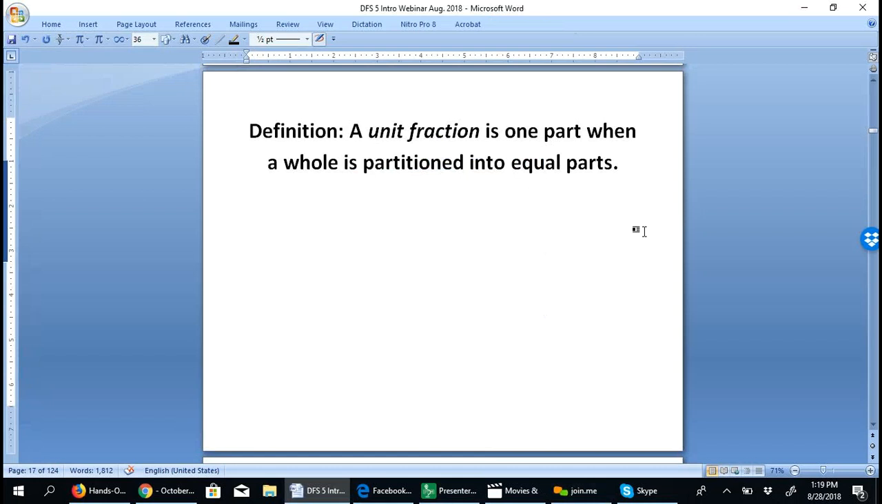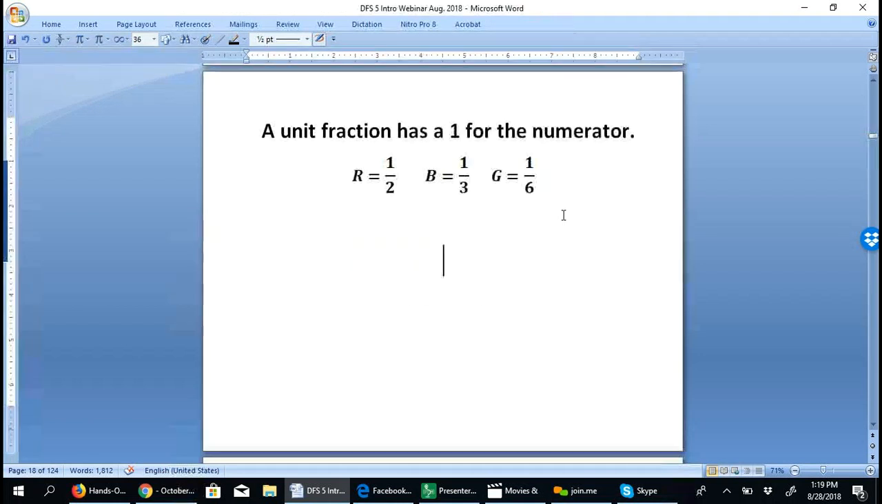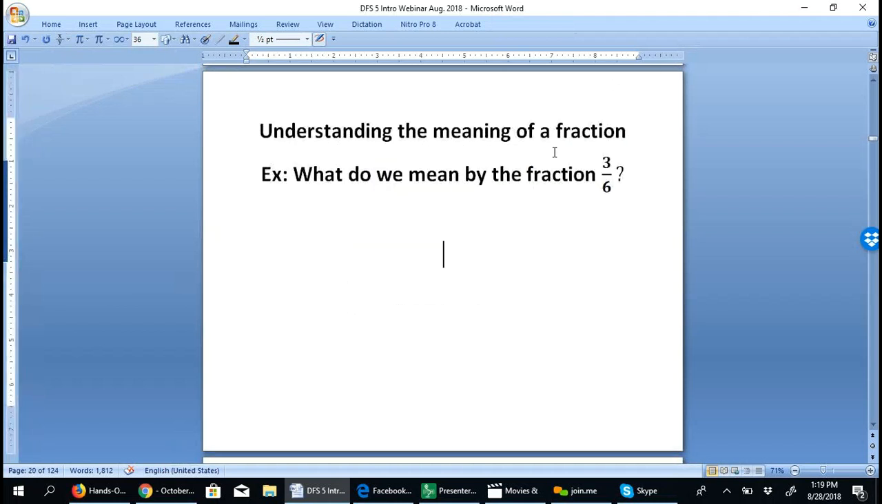So we need to continue with our basics. We need to know what we mean by a unit fraction. A unit fraction is one part when a whole is partitioned into a equal parts. So therefore, each red, blue, or green block is a unit fraction. The blue block is a unit fraction because it's one of 3 equal parts that make up a whole. The red is a unit fraction, and each green block is a unit fraction. A unit fraction is easily recognized because it has a 1 for the numerator.